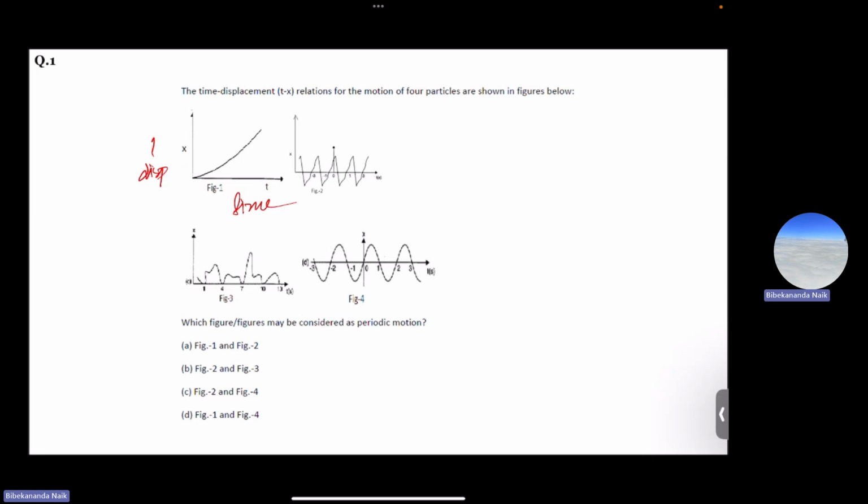And the question says which figure or figures may be considered as periodic motion. Options are option A, figure 1 and figure 2, option B, figure 2 and figure 3, option C, figure 2 and figure 4, or option D, figure 1 and figure 4. So there are four figures, and each figure shows the variation of displacement with respect to time, and from these figures we need to find out which of these are periodic motions of a particle. I'll give you a few minutes to try this question and solve it, and then we will discuss which two figures will be called periodic motion.